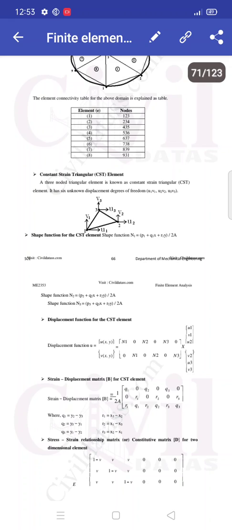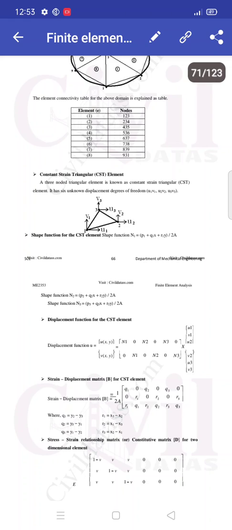Displacement functions for CST element. u of x comma y is N1, 0, N2, 0, N3, 0. Then v of x comma y is 0, N1, 0, N2, 0, N3. So you can make it as vectors.